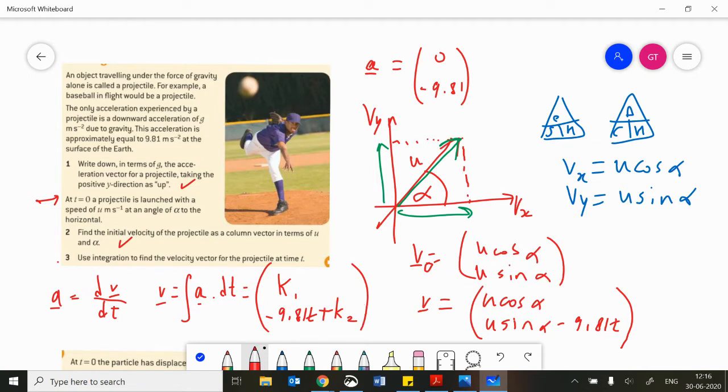So there's an alternative way of doing that. I'm running out of space a little bit there, but I really need to write a little note saying that when t is equal to 0, this disappears, and this vector has got to be equal to this vector here. Therefore, k1 is equal to u cos alpha, and k2 is equal to u sine alpha. Therefore, this is my final answer. I'm missing a few little steps there, but I hope you follow that. So that's part 3 done.